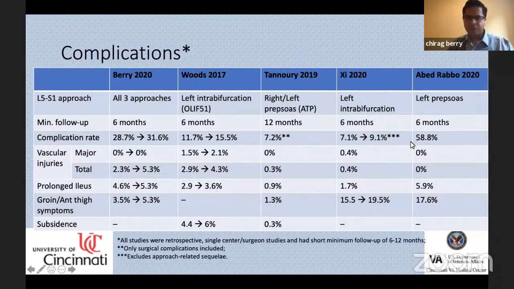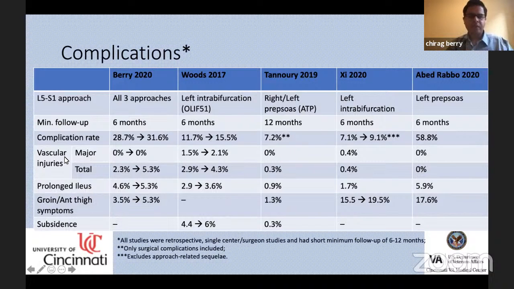Abed-Rabo had almost a 59% complication rate. Now, these numbers vary because everyone reports complications slightly differently. Tenori's paper had only surgical complications included, and Shi's paper had excluded all approach-related complications. So they're not similarly measured, and that's why there's a wide variation of these numbers.